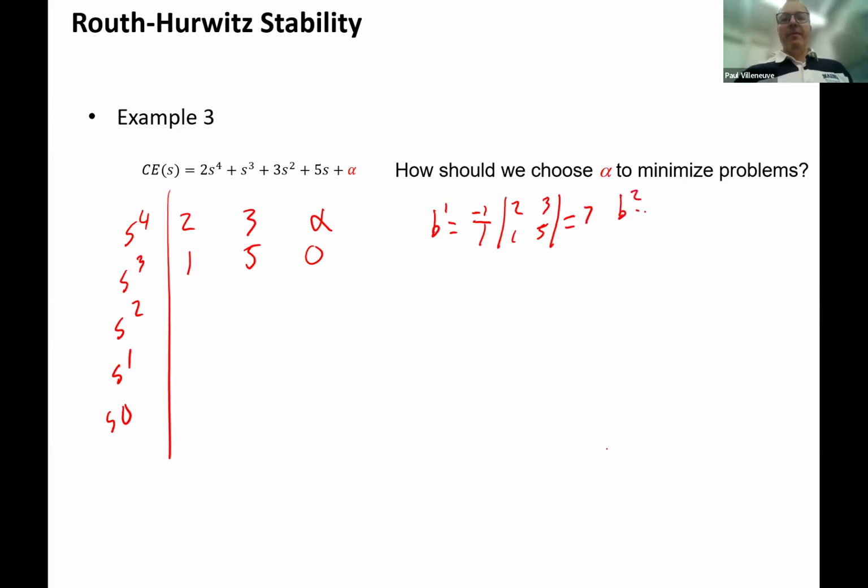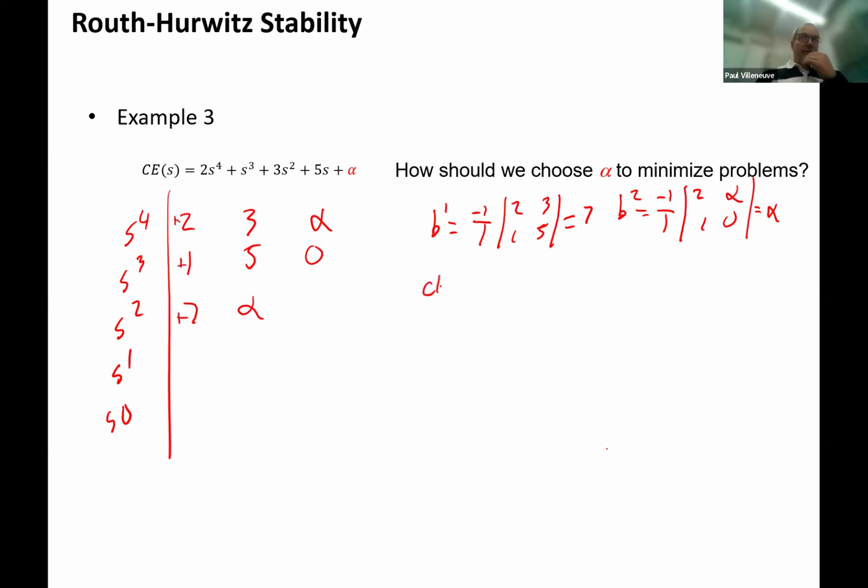Now B2, this is going to be equal to the determinant, so it's -1 over 1 times 2 alpha, 1, 0. So we're going to have 2 times 0, which is 0, minus alpha times 1, which is minus alpha, but then I cancel that out, that becomes alpha. So what I end up with over here is 7 and alpha, correct? Do I have to do anything with alpha yet? No, because I haven't had any sign changes. These are all positive, right?